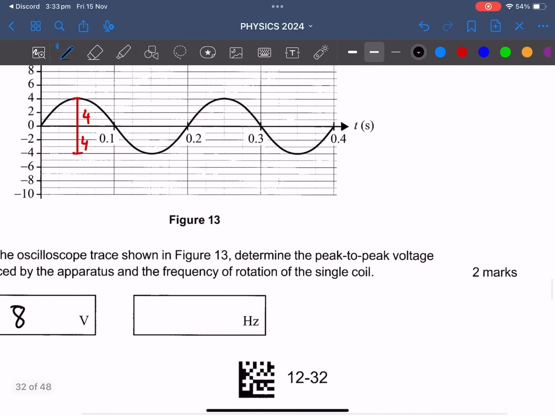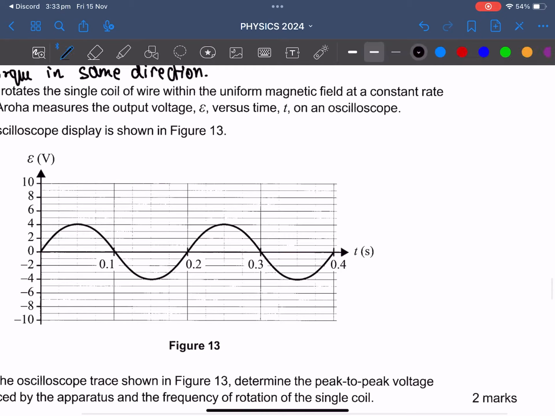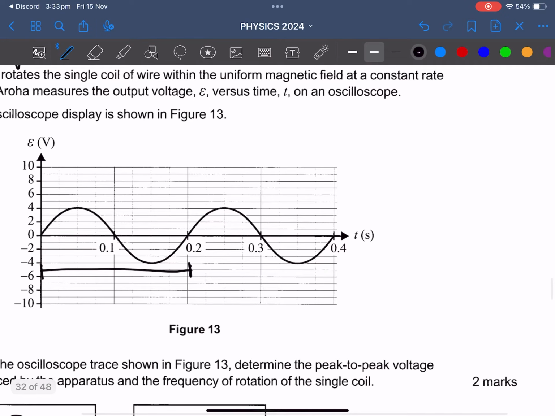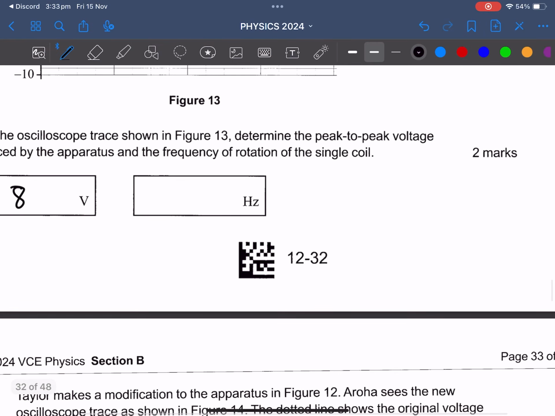And we have to find the frequency. So we know that the period, so this is one period of the graph, right? Because it's a sinusoidal graph, it has a period of 0.2. And we know that frequency is 1 on period, which is 1 on 0.2. So if I put that in my calculator real quick, I don't want to make any silly mistakes, I get 5. Okay, so frequency is 5 Hertz.